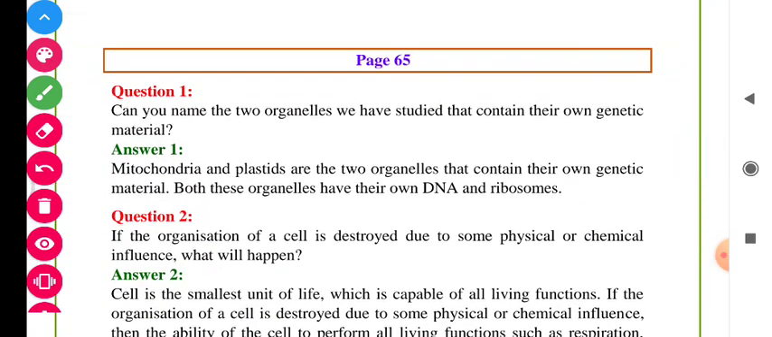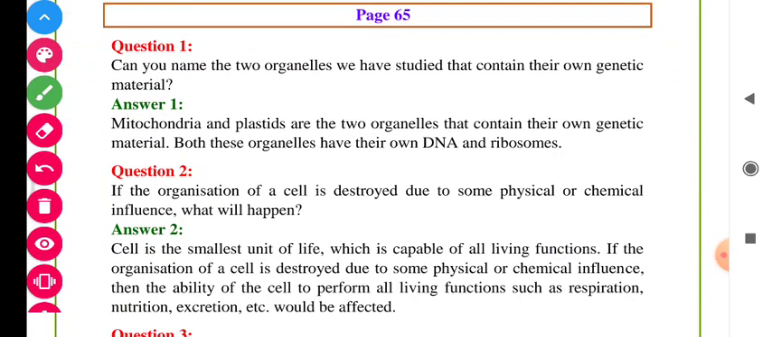Page number 65, question number 1. Can you name the two organelles we have studied that contain their own genetic material? Yes, we can give. Mitochondria and plastids are the two organelles that contain their own genetic material.